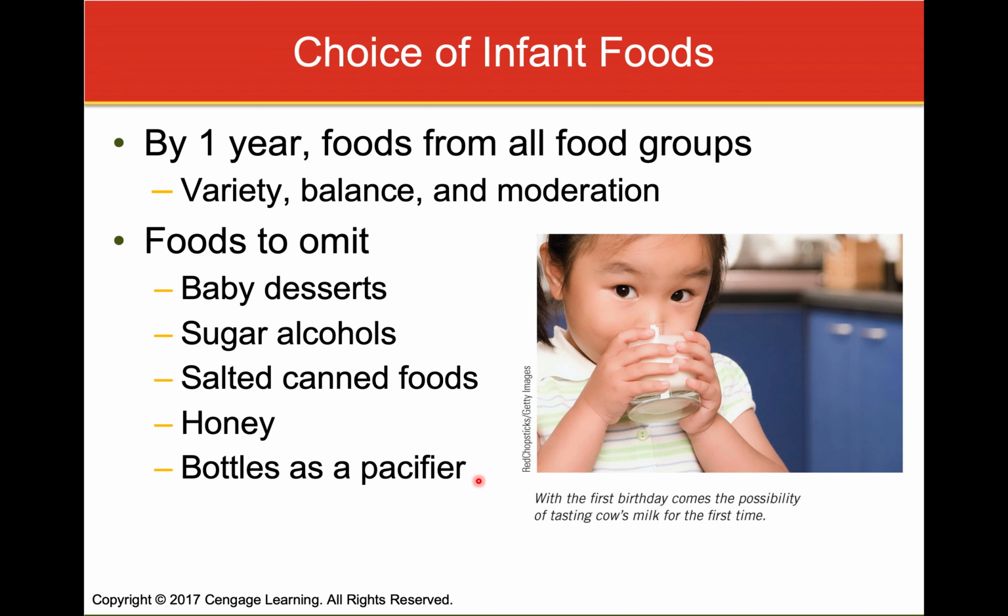So if you have a finicky baby, a crying baby, you don't want to use the bottle as something to calm them down, because that can lead to increased risk of dental caries by having constant exposure of sugar to the teeth, but also to an increased energy intake leading to overweight or obesity. Now, honey should be avoided because it can be contaminated with botulism, a bacteria that can be very detrimental, and the baby is not going to be able to withstand it.